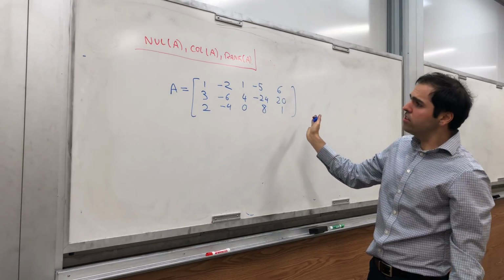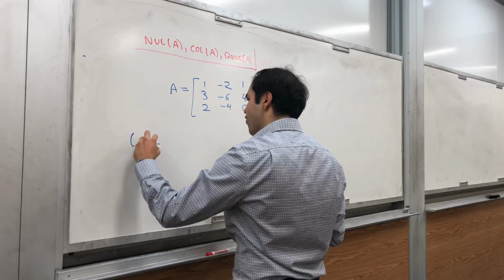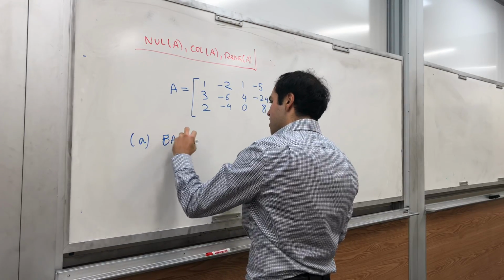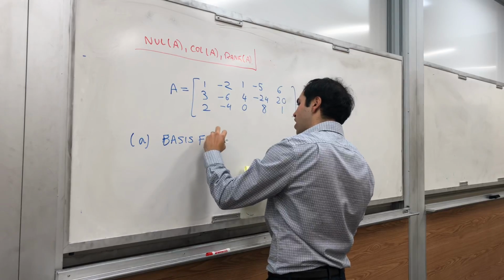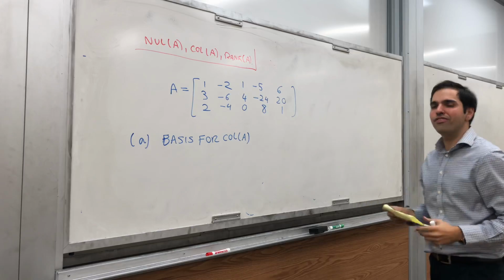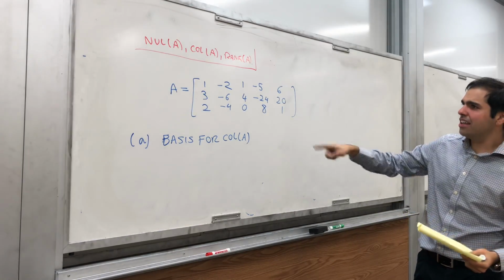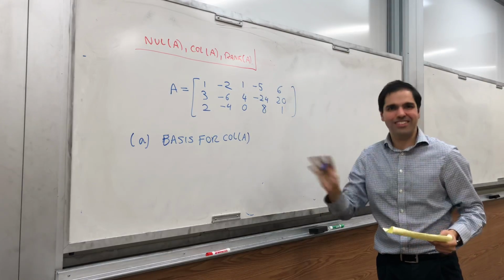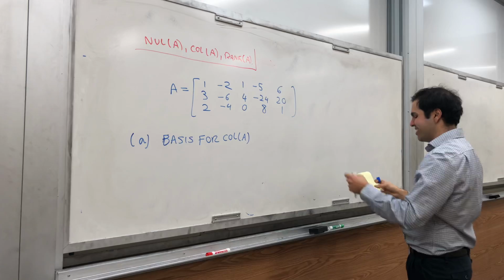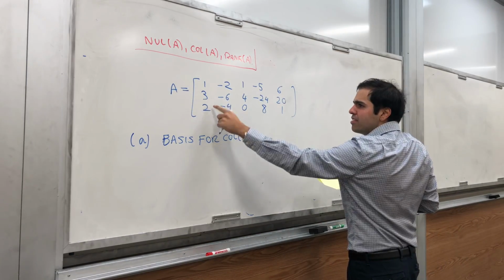In particular, let's consider this matrix, and first of all, let's find a basis for the column space, because it's a bit easier to find a basis for the column space. And in order to do that, let's row reduce this matrix. So you know the answer to every question in linear algebra is row reduction. So let's do that. We would like to get rid of this 3 and the 2.